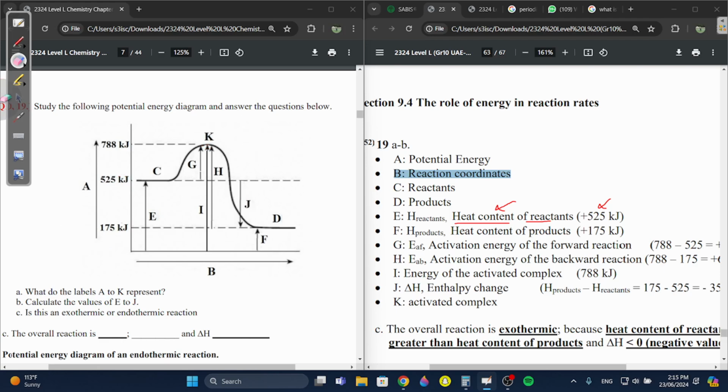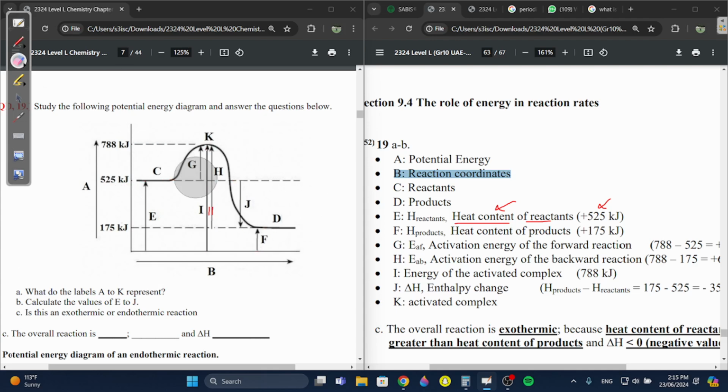Calculate the values of E to J. E, just look, 525, from here to here. F is from here to here, so 175. G is from 525 to 788, but you just subtract. H is from here to here, you just subtract. I is from 0 up to 788. J is from 525 to 175, subtract. K, there's no value for K.